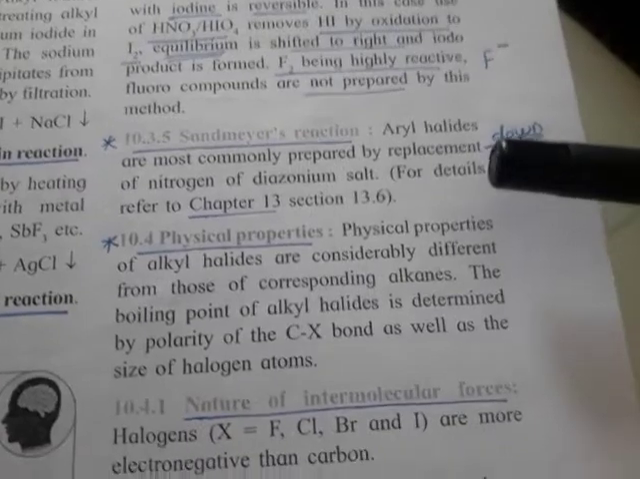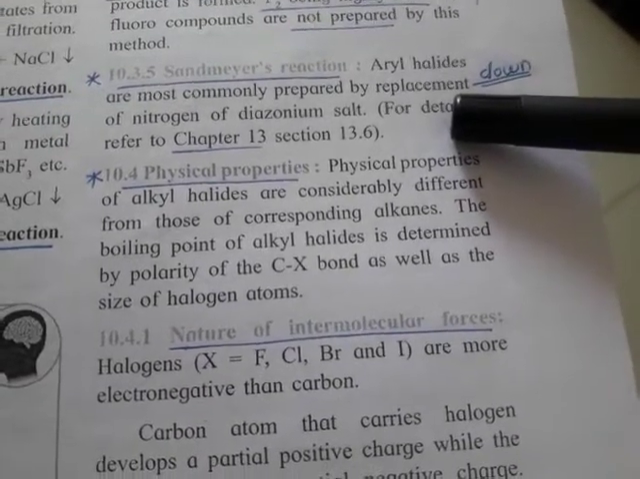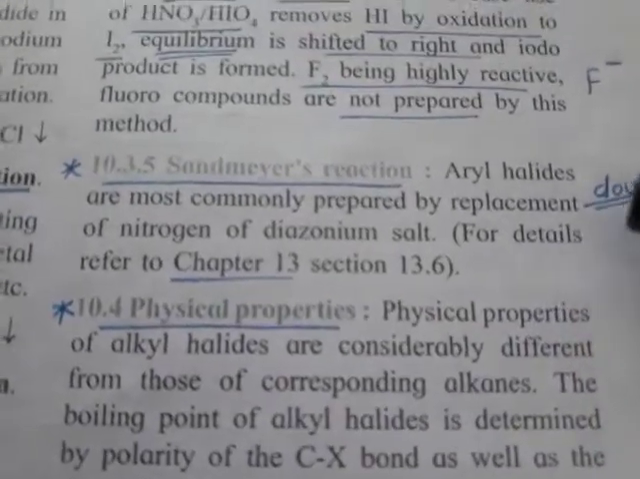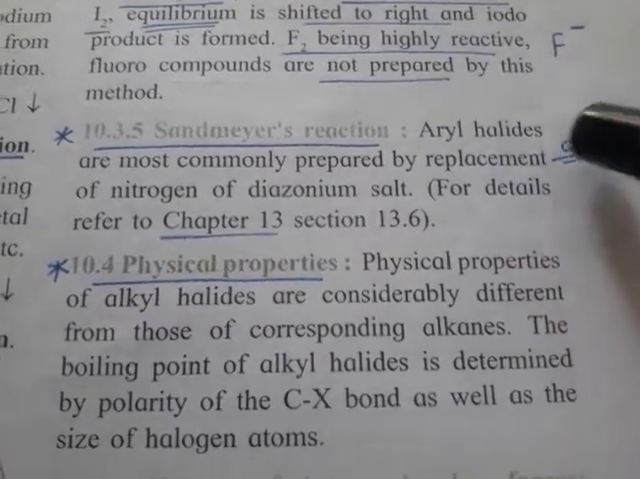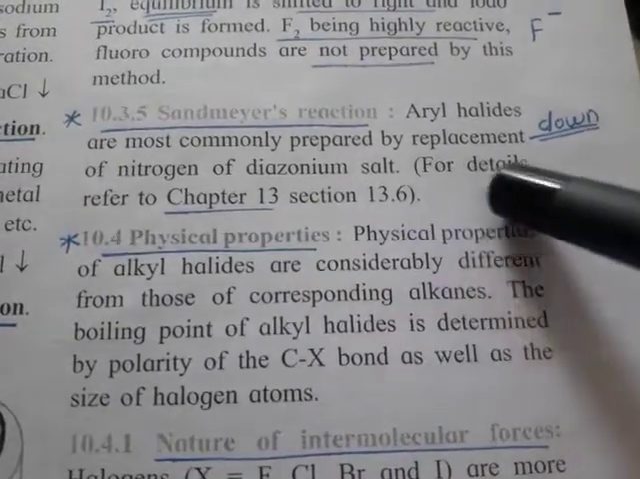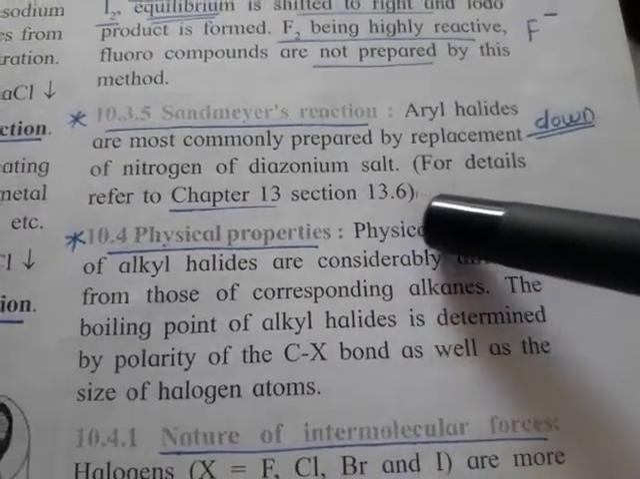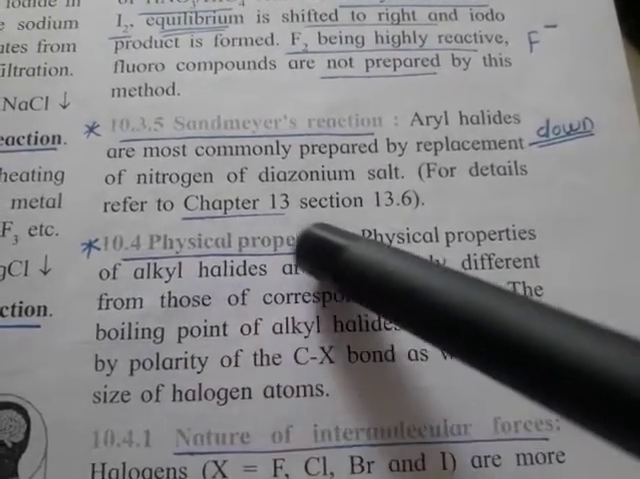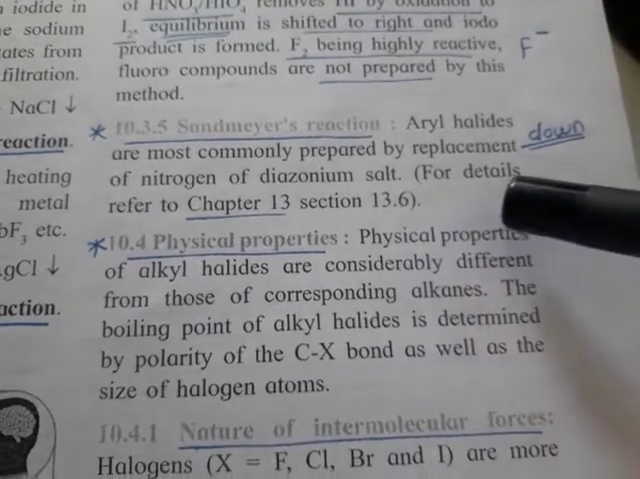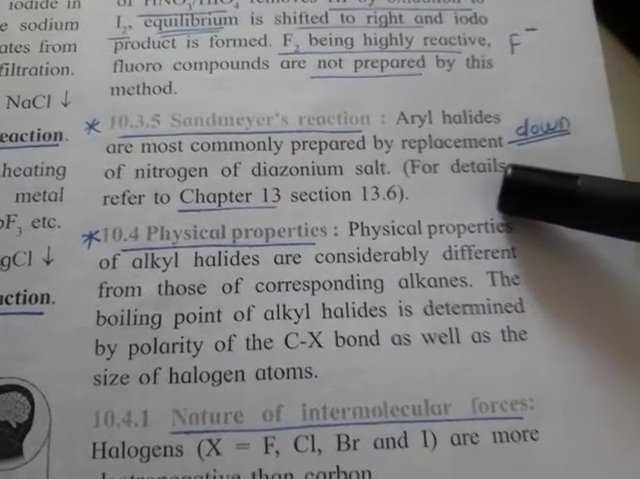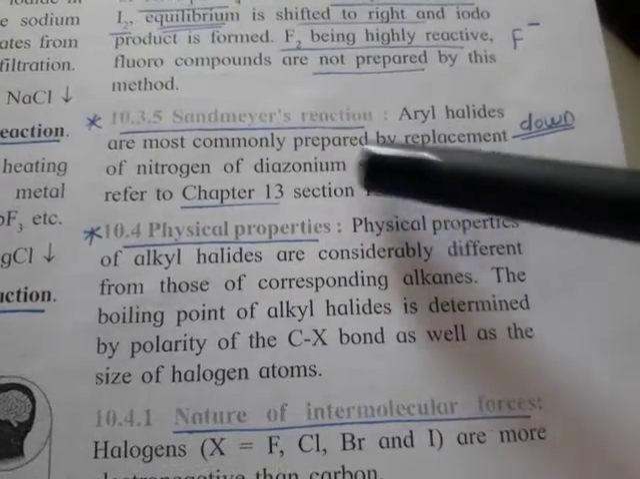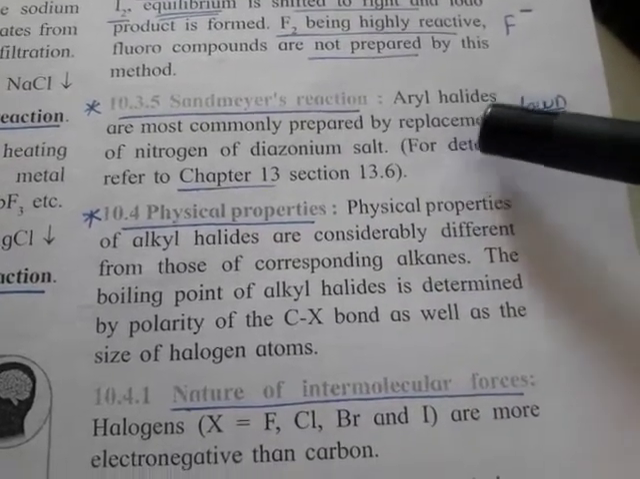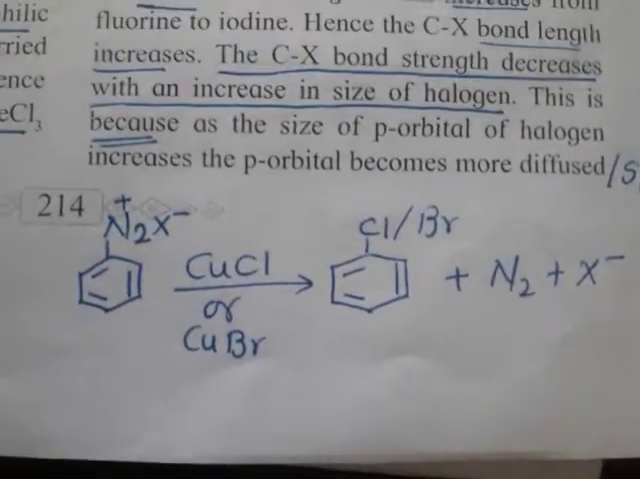Okay. Second reaction given here after electrophilic substitution reaction, that is Sandmeyer's reaction. So aryl halides are most commonly prepared by replacement of nitrogen of diazonium salt, and here they have mentioned for detail refer chapter 13 in section 13.6. So in that lesson we will discuss this reaction in detail, but it is named reaction. Aryl halide can be prepared by this method. So I will tell you what is that Sandmeyer's reaction. I have written here that chemical equation.